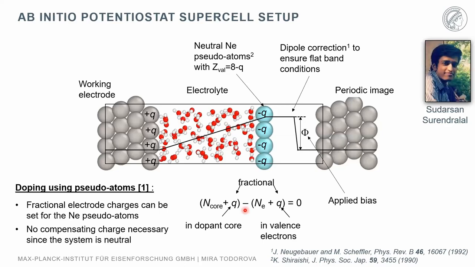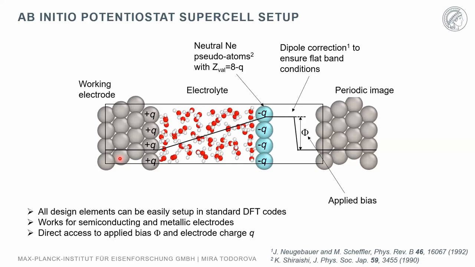And this has the advantage that we don't have, for example, the background charge in order to make the cell neutral. And we don't have to worry about any artifacts this may introduce. Additionally, by using these pseudo atoms, we can vary the charges such that we arrive at these fractional electron charges on the working electrode. And overall, so far, we found all the advantages in doing this. The nice thing is also that you don't require really any changes to a DFT code, because dipole corrections or pseudo potentials are present in a lot of DFT codes, and you can basically just straightforwardly apply this and do the charging. It works for both metallic and semiconducting electrodes. We've tried this out, and we can have direct access both to the charge and to the bias.